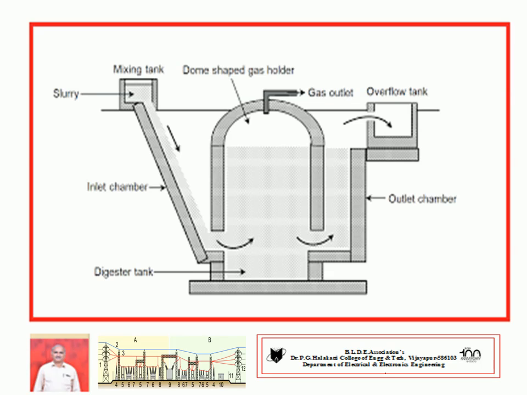Once the biomass is mixed with the water, the slurry is formed. This slurry is fed to the digester chamber, where, due to chemical actions and fermentation, the gas is formed. The pressure generated at the top of the slurry makes the slurry move around to the outlet chamber and later to the overflow tank. From the overflow tank, the used slurry may be taken out. The generated biogas may be collected through the gas outlet at the top surface of the dome, as you see in this figure.